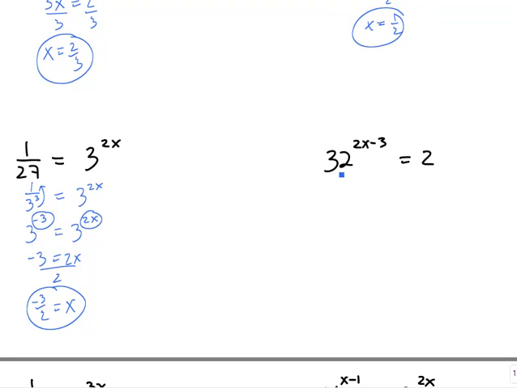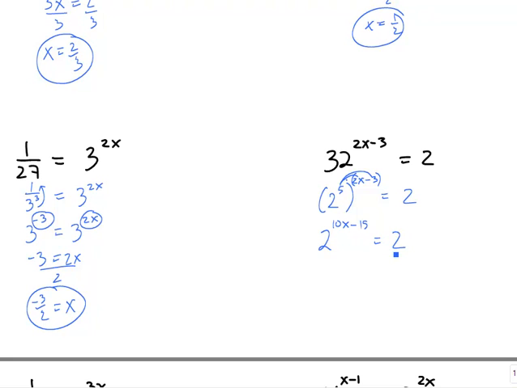On the next example here, 32 to the 2x minus 3 equals 2. 32 is 2 to the 5th. So I can rewrite this as 2 to the 5th wrapped in parentheses, raised to the 2x minus 3. Now here's that power to a power again, so you want to multiply. And we really want to be using parentheses here and distribute that 5 across. So this becomes 2 to the 10x minus 15 equals 2.